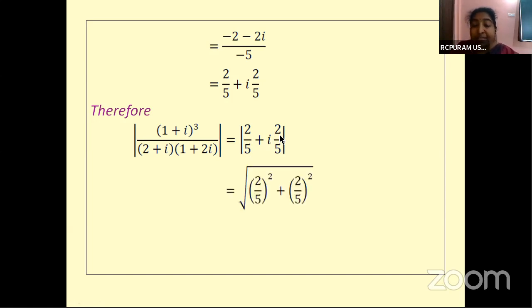So we will take the square root of (2 by 5) whole square plus (2 by 5) whole square. 2 by 5 whole square is 4 by 25. So 4 by 25 plus 4 by 25 gives you 8 by 25. Root 8 is nothing but 2 root 2, isn't it? 4 into 2 is 8, so root of 4 is 2. So 2 root 2 by root 25, which is 5. Right? So this is what this problem is involving: writing the problem in a plus ib form and then calculating the modulus.